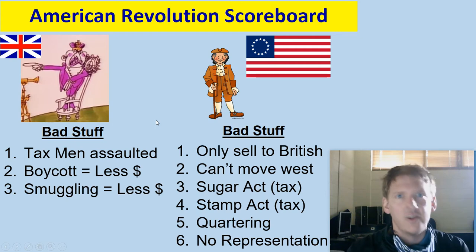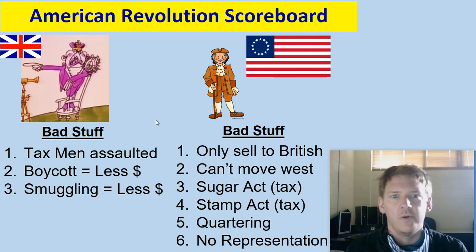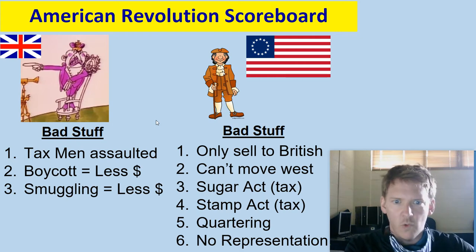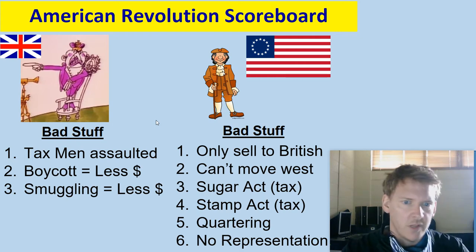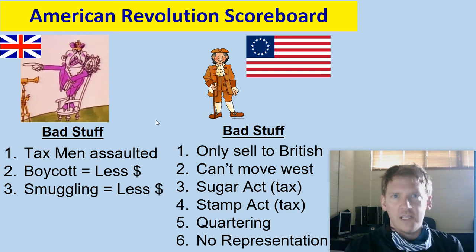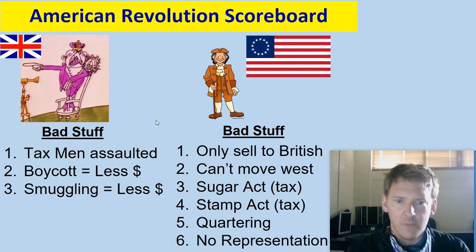Well, they were only allowed to sell to the British going back, so that limited their opportunities to make money, start businesses, to grow their economy. We mainly talked about that in Unit 1. They can't move west, Proclamation Acts, Sugar Act, tax, quartering. The soldiers were forced into or allowed to live in American colonists' homes.